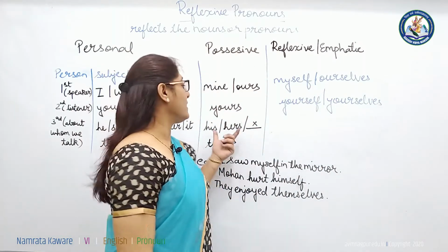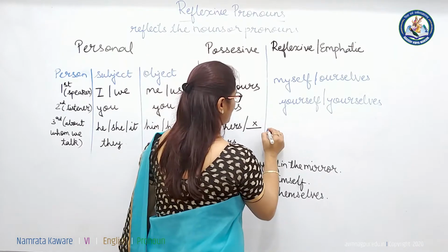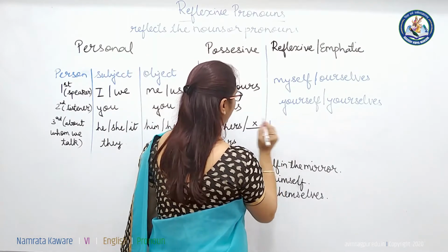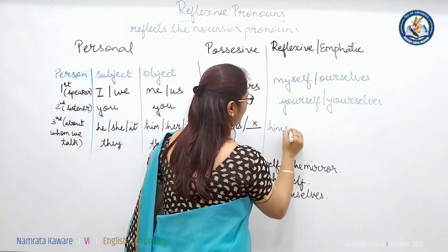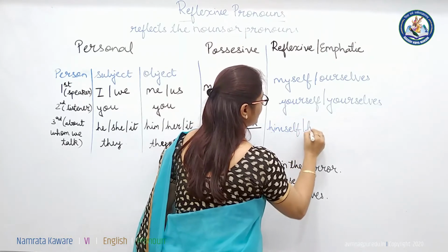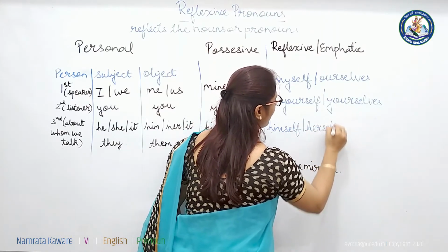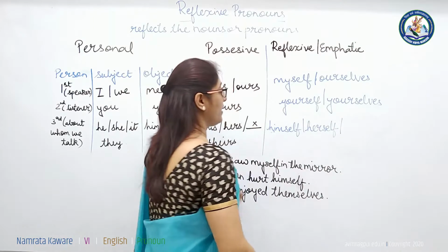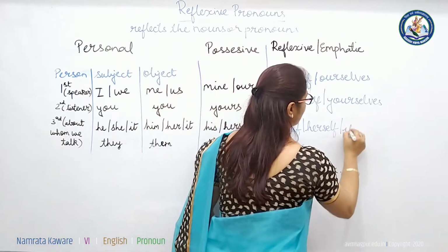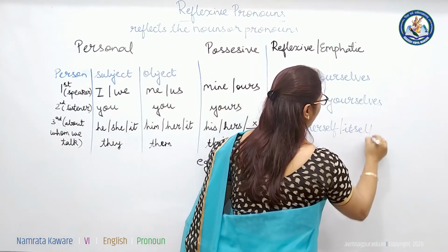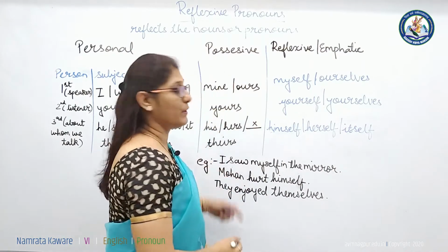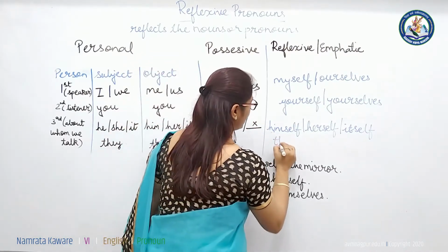For the third person, the reflexive pronoun which we use for him or he is himself, herself for she or a female, singular. For it, we write itself, and for they or plural in the third person, we write themselves.